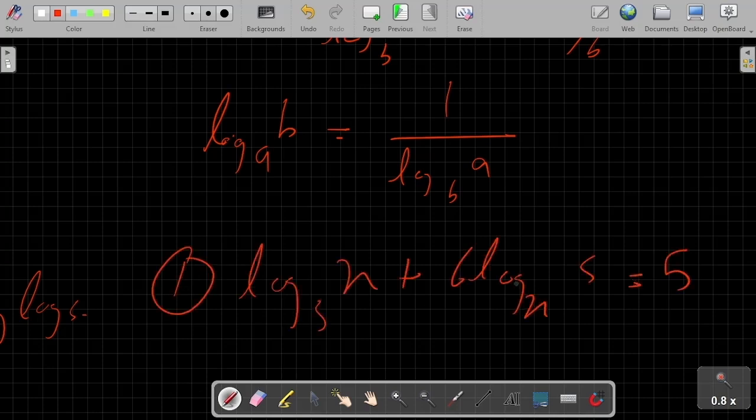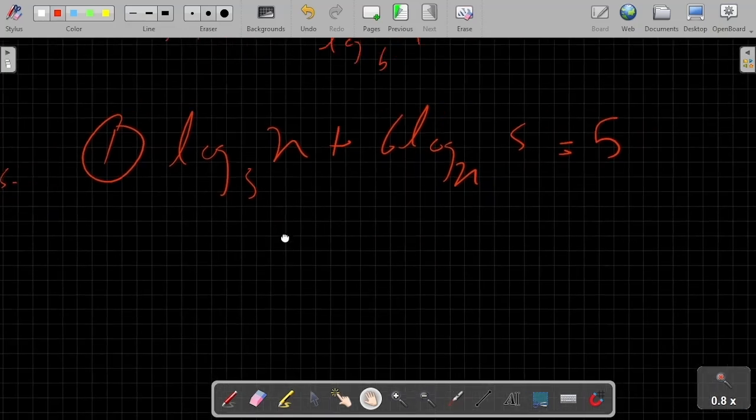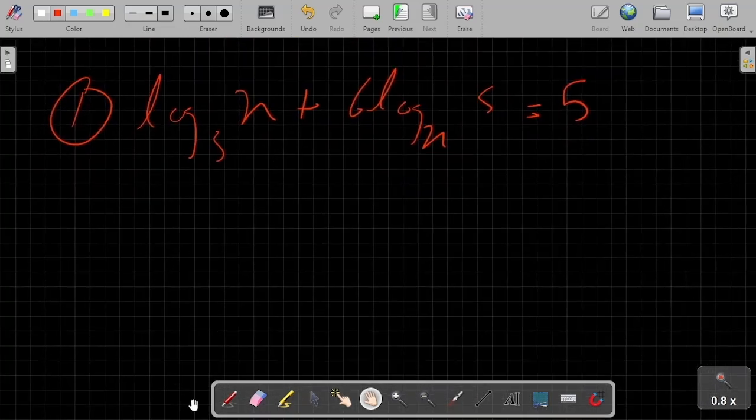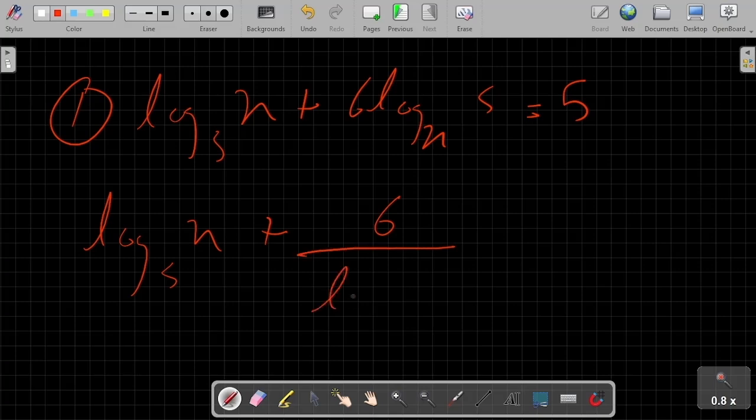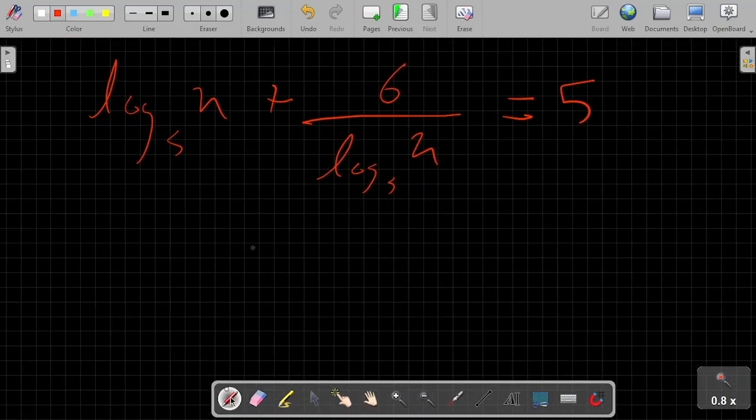So here, as you can see, we have a change of base. We have log base 5 of x and log base x of 5. So to solve it, we will use the newly mentioned theory. So we can rewrite this as log base 5 of x plus 6 over log base 5 of x is equal to 5. Now we will use the substitution where let y equals log base 5 of x.